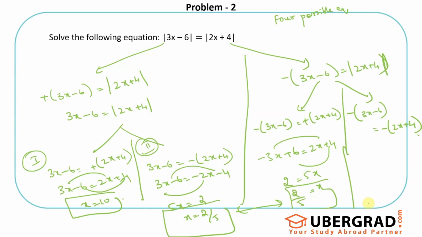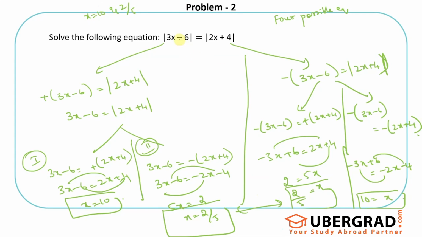Not always it's working out here, just be careful. I'll be getting minus 3x plus 6 is equals to minus 2x minus 4. So send it this side and this side. So 6 plus 4 is 10. It will be x is equals to 10. So technically there are only two values that I am getting, x is equals to 10 and 2 by 5.